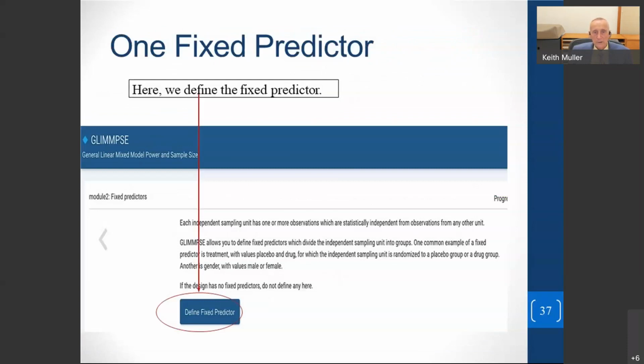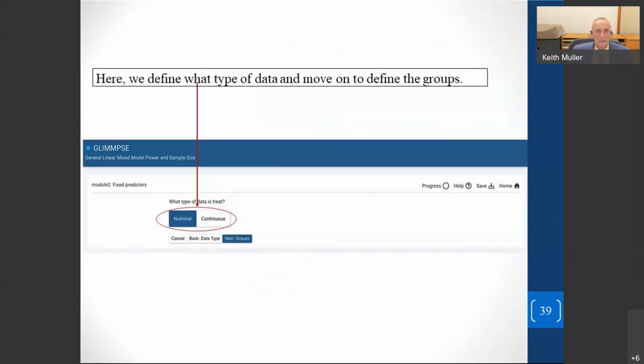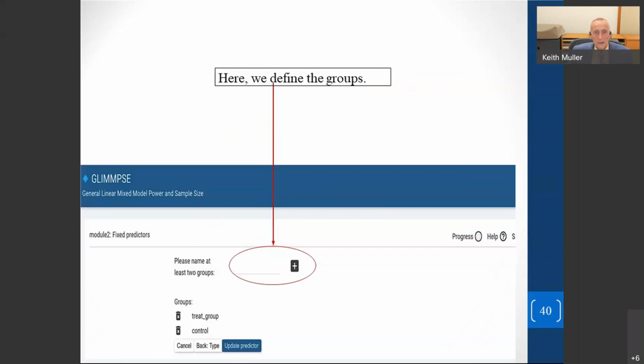A fixed predictor, in this case, is the treatment variable, something that varies between independent sampling units. And so we're going to call it treat because we are convinced it's a treat to go to the dentist who cares about whether or not we have pain. And here we define what type of data we have and move on to define the group. So in this case, it's just a nominal indicator, treatment, not treatment. And so we're going to define the groups and we type in the names treat group and control.